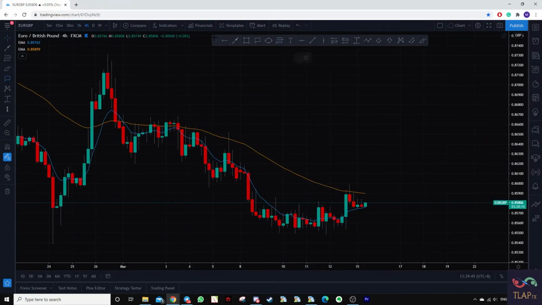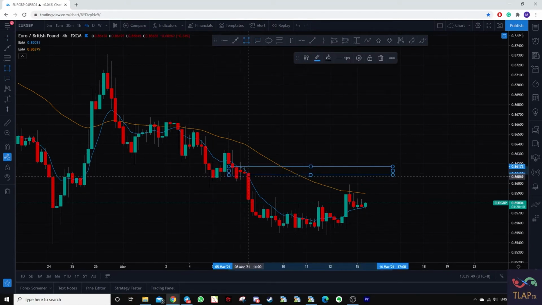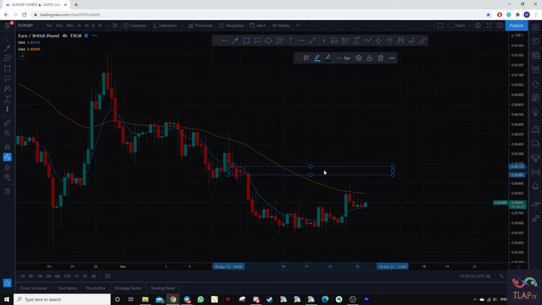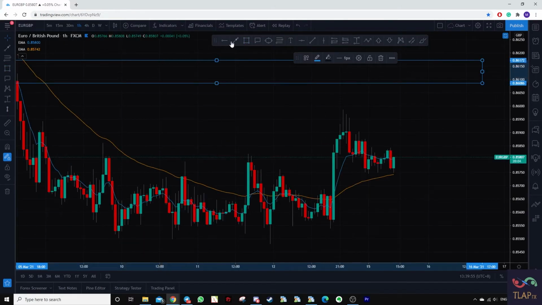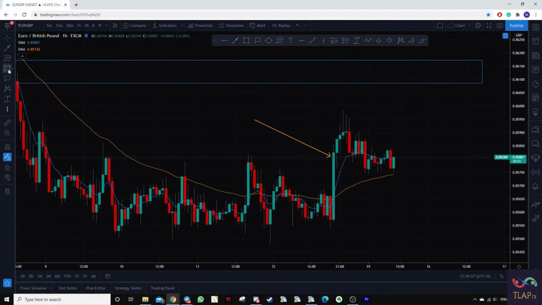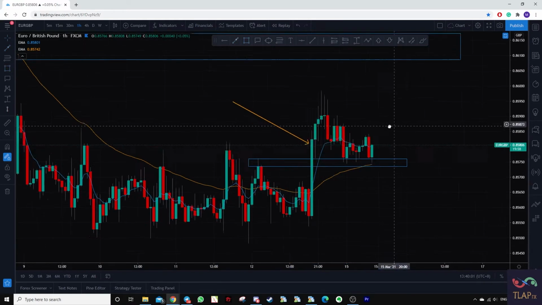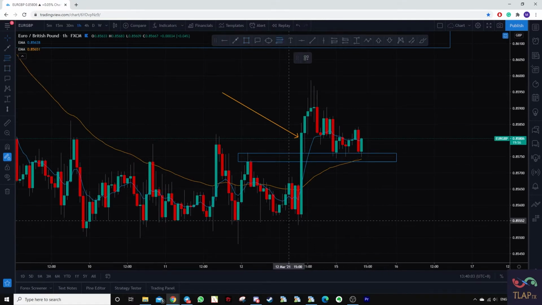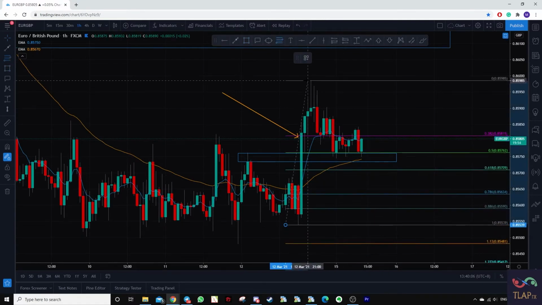Next, for Euro Pound, we have a breakdown zone over here. You can see this area is the origin of the breakdown, and if we drop down to the hourly time frame, we have a huge bullish rally over here, and prices are now retesting a nice structure, forming a potential double bottom at a 50% retracement level.